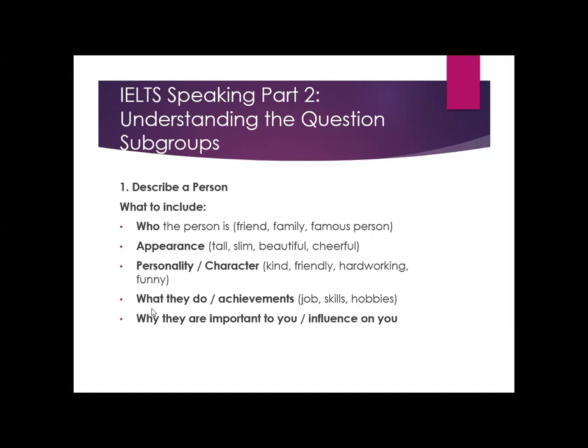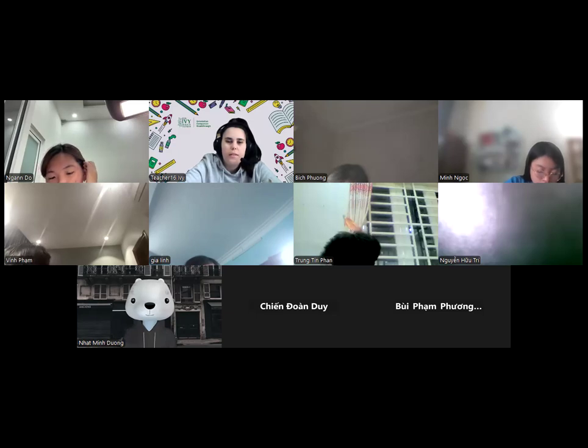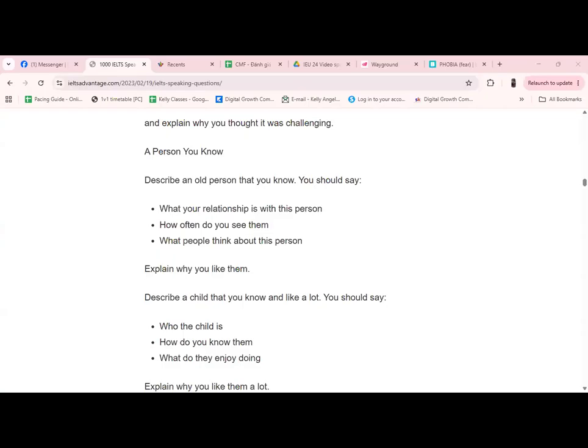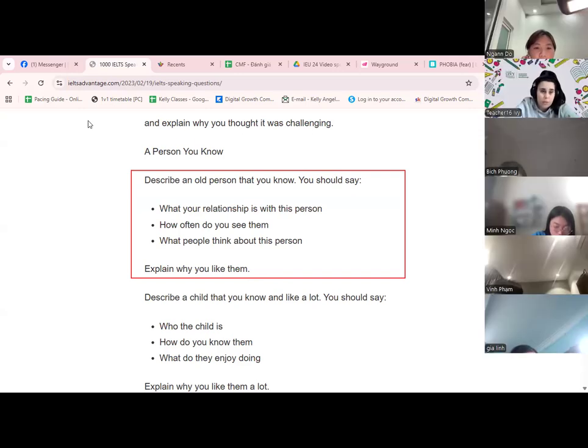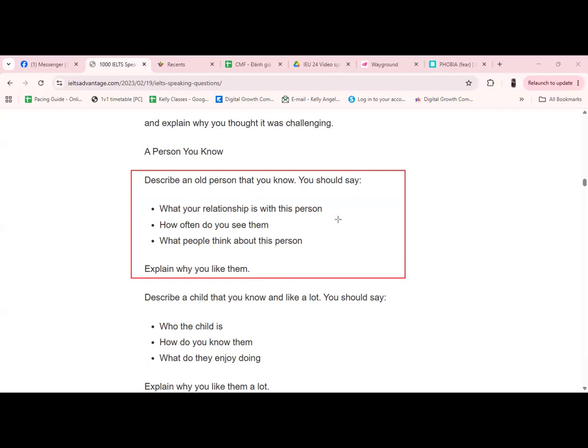So that is the first subgroup. Let me just see if I can quickly get an example of a subgroup about describing a person. You will get a cue card and it will look like this. Obviously, you won't see all the different ones. But this is the sort of question I mean under the subgroup describe a person. So you could get a question like this.